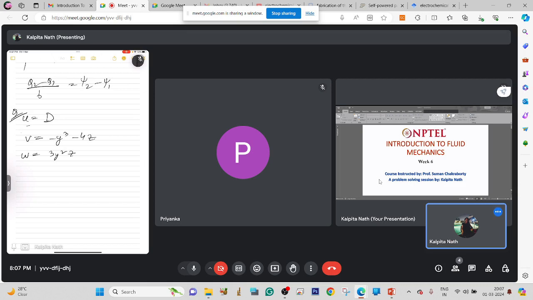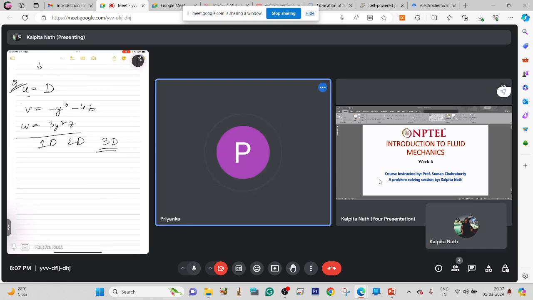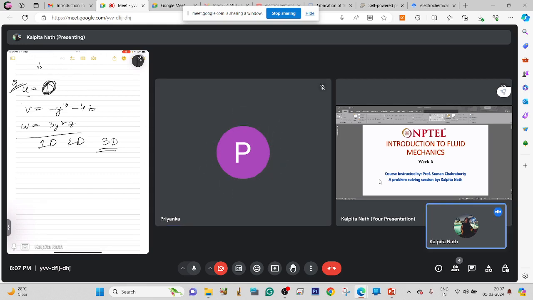So the first question is, is the flow one dimensional, two dimensional or three dimensional? It has three velocity components, so it should be three dimensional. Just one second, this will be 0, sorry. So it will be two dimensional.